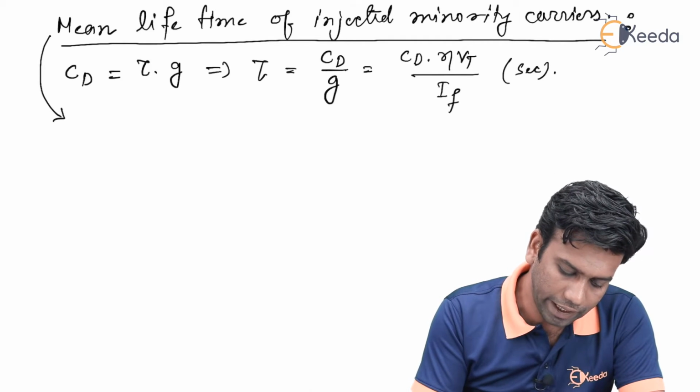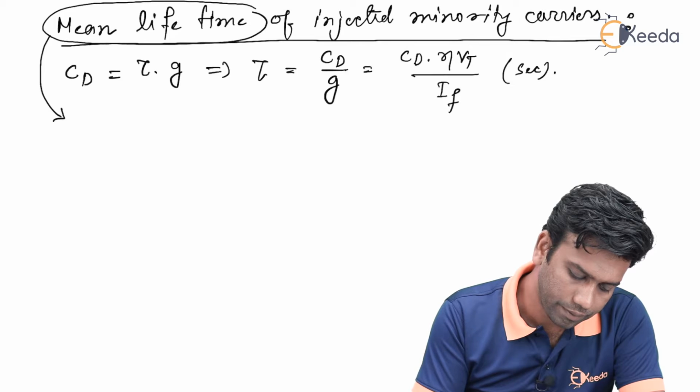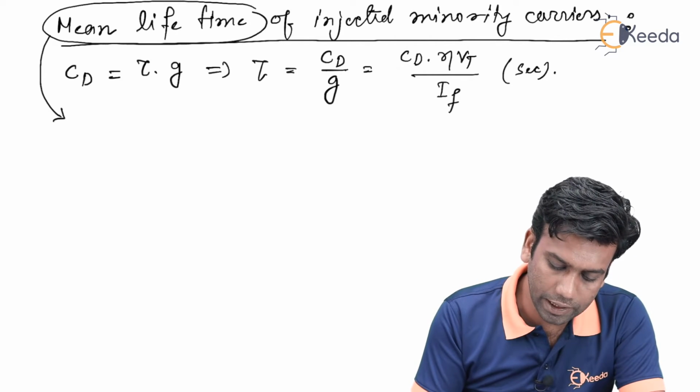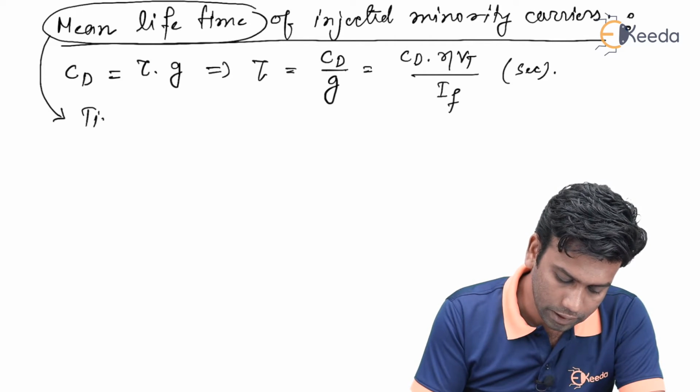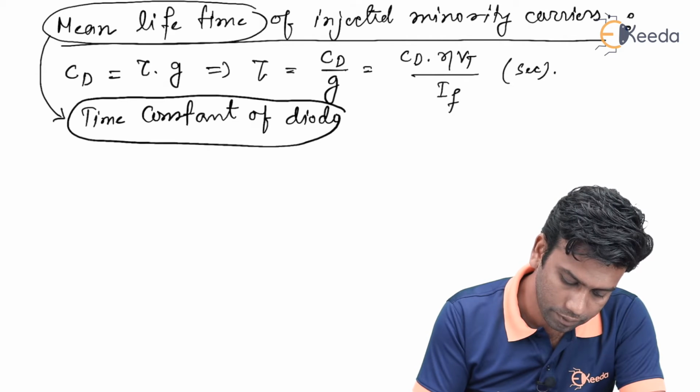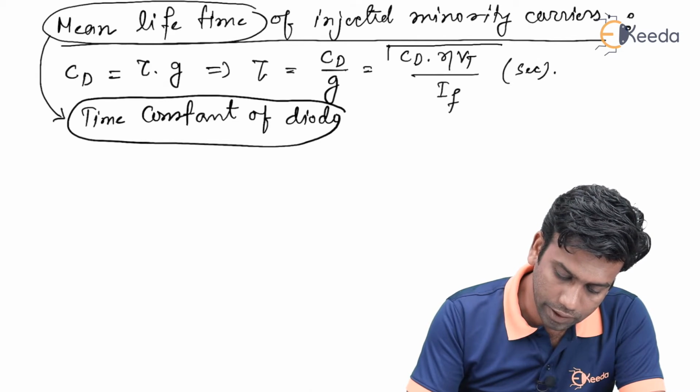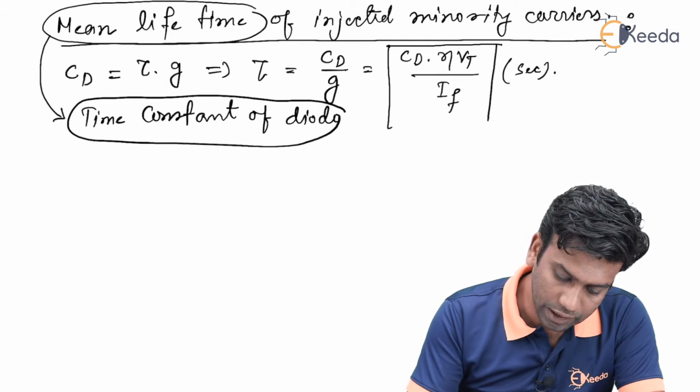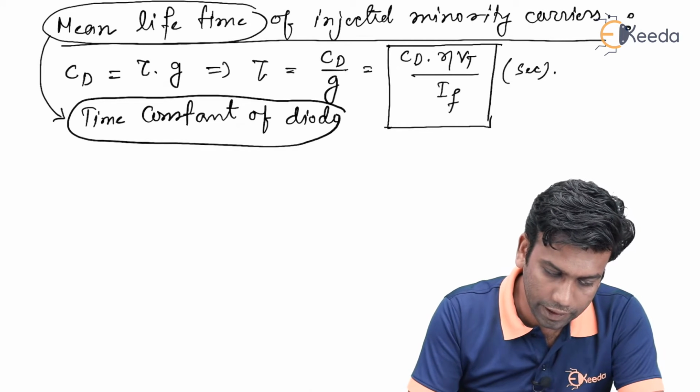So, mean lifetime is numerically equal to the time constant of the diode, and this is the equation for the mean lifetime of the carriers.